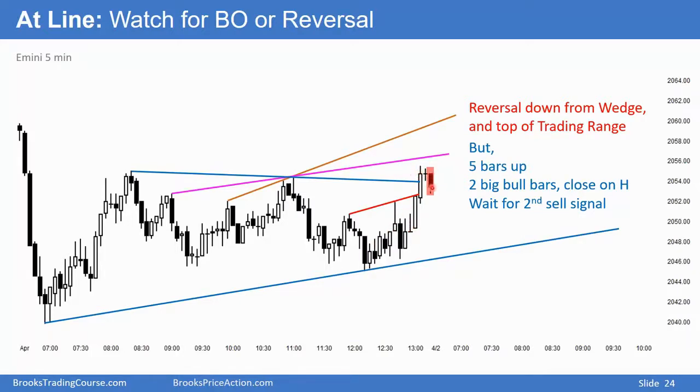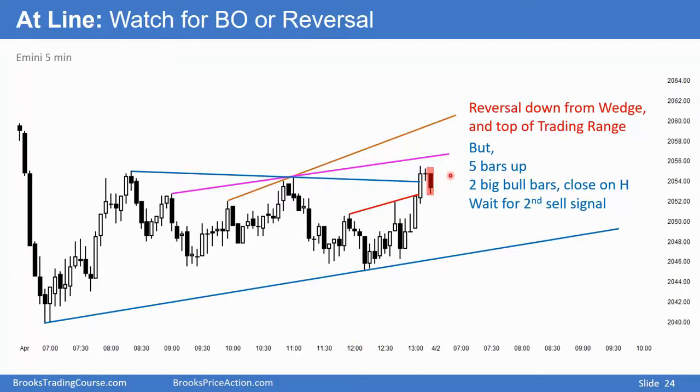Do you think this is a major reversal, or do you think this is simply a pullback from this bull breakout, a pair of consecutive bull trend bars? It's more likely a pullback from a strong bull breakout. This reversal down probably is not going to go very far. I would rather wait for a second signal.